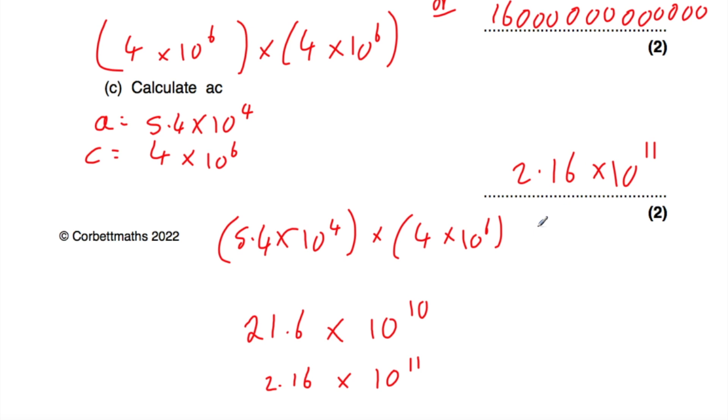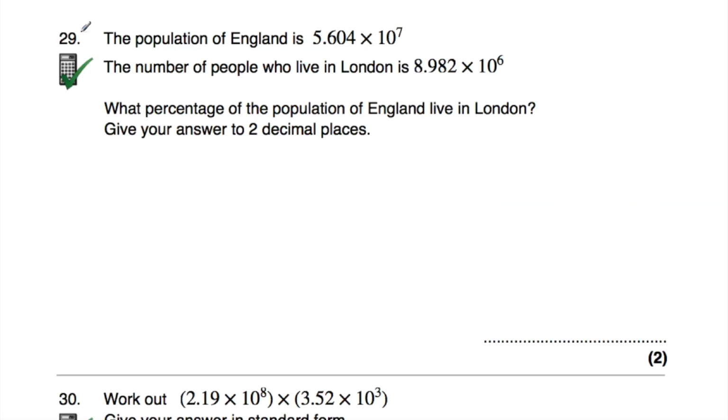And that's it. Okay, let's have a look at our next question, question number 29. Now, question number 29 is a calculator question, and we're told the population of England is 5.604 times 10 to the power of 7. And the number of people who live in London is 8.982 times 10 to the power of 6. So let's write down what fraction of the people that live in England live in London. So that would be, in terms of the numerator, how many people live in London, which is 8.982 times 10 to the power of 6.